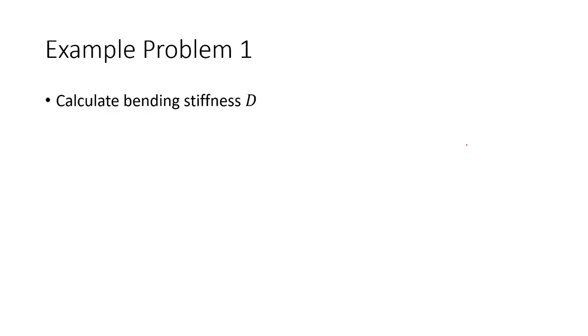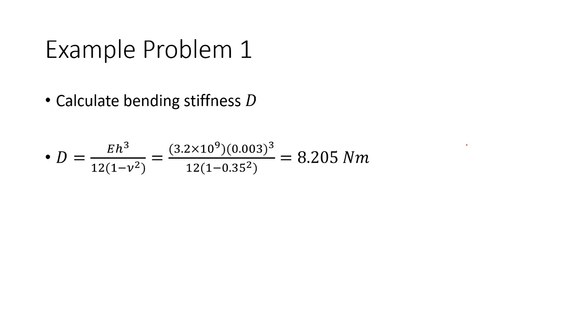So the first thing that we want to do is calculate the bending stiffness D. D is E h cubed divided by 12 times 1 minus nu squared. E is 3.2 times 10 to the 9th. h cubed is 0.003 cubed. You have to put that in terms of meters, of course, so 3 millimeters is 0.003 meters, divided by 12 times 1 minus 0.35 squared, and that comes out to be 8.205 newton meters.